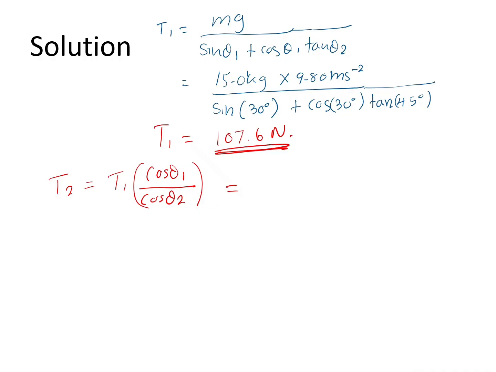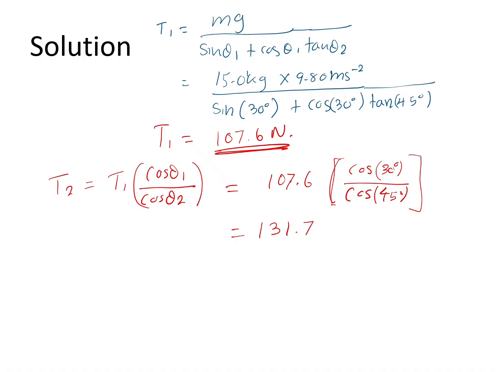So we get 107.6 times cosine 30 degrees divided by cosine 45 degrees, and this equals 131.78 newtons. So we can write down the final answer. T1 equals 108 newtons and T2 equals 132 newtons.